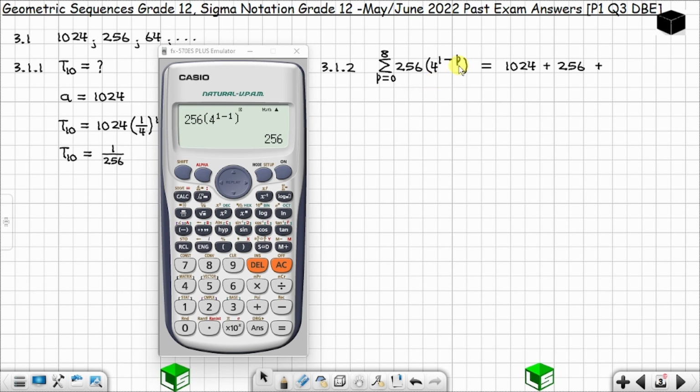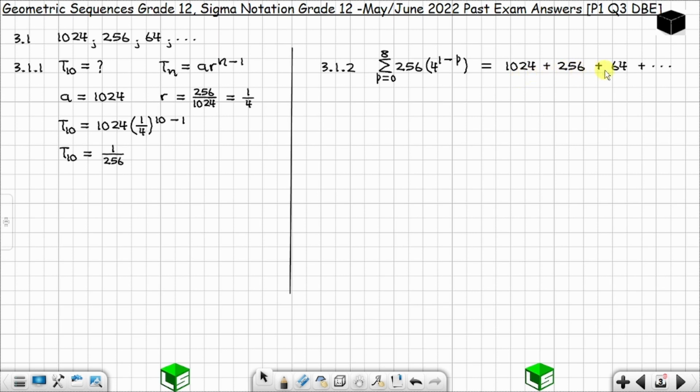After substituting p with 1, I'm going to substitute p with 2. Okay, so let me do this. I'm going to replace my 1 with 2. Okay, and the next term is 64. So you have 64 plus and so on. Okay, let's close this. So you get your first three terms.